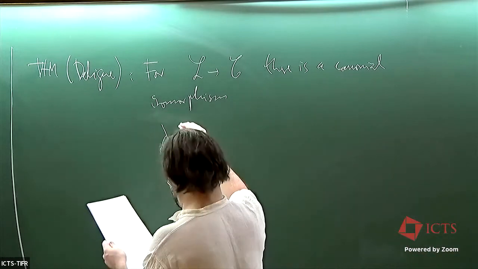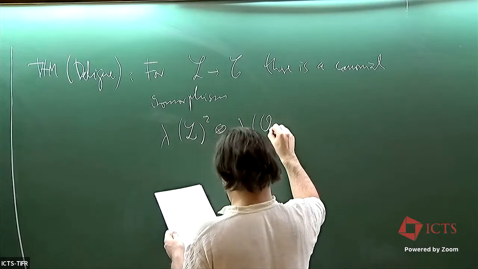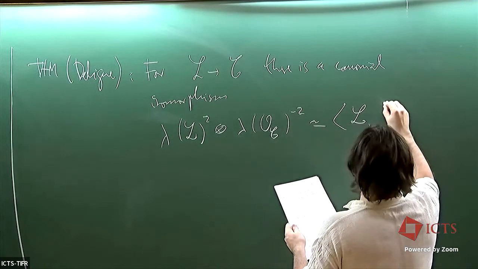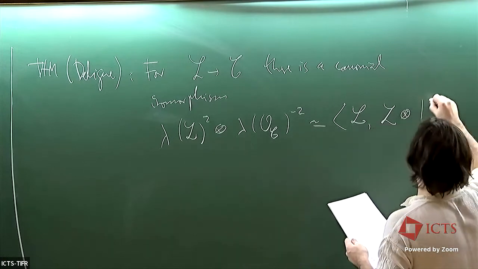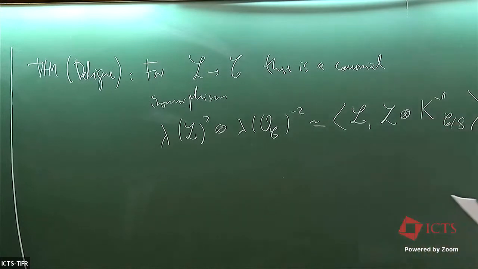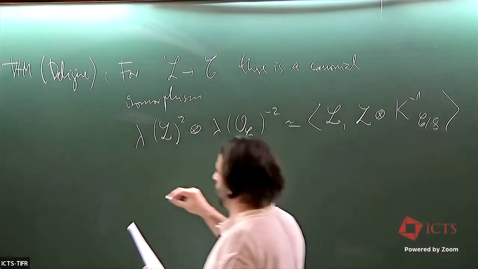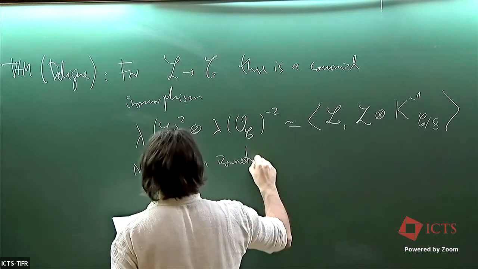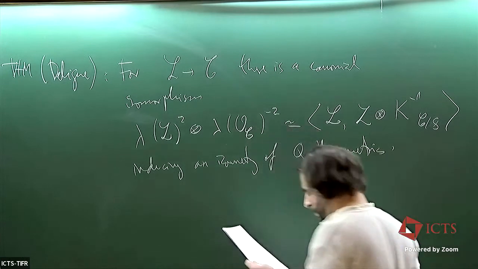This is the statement. It is not trivial to show at all, but the formula is nice. It uses the relative canonical bundle, actually the anti-canonical bundle. And now the thing that is really important is that this induces an isometry of Quillen metrics.